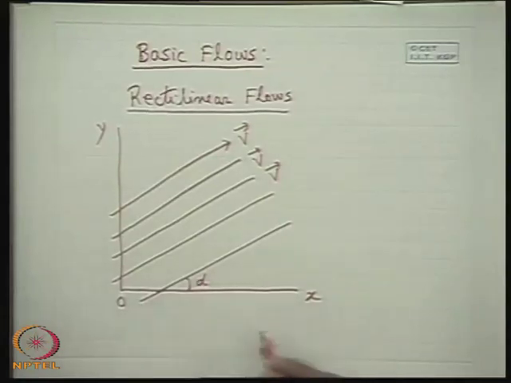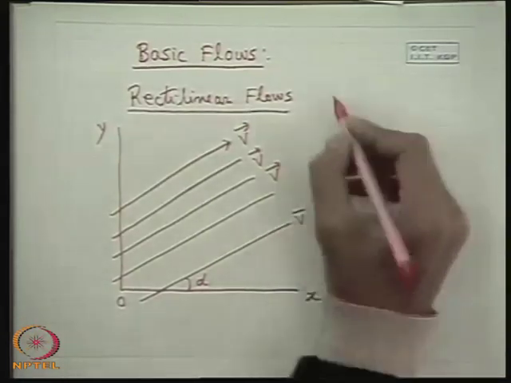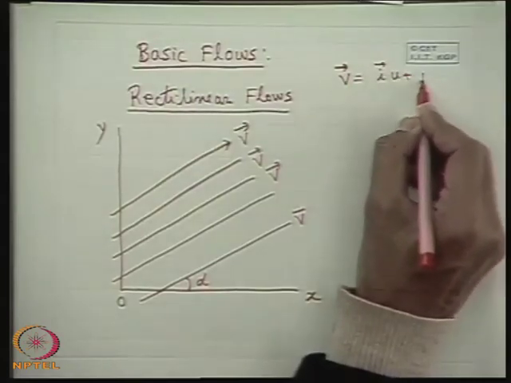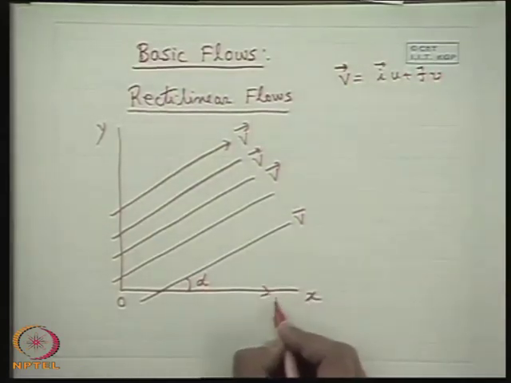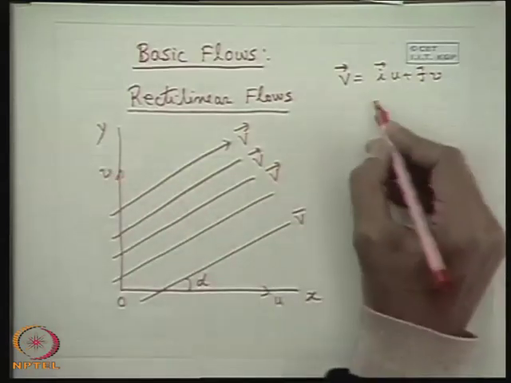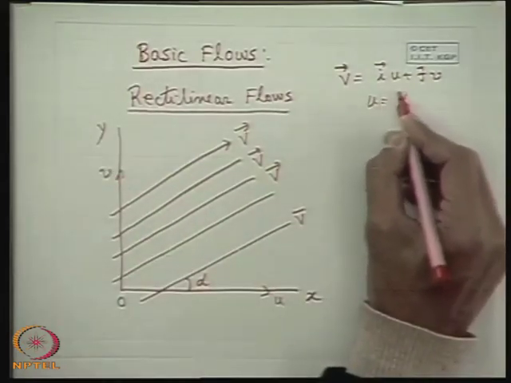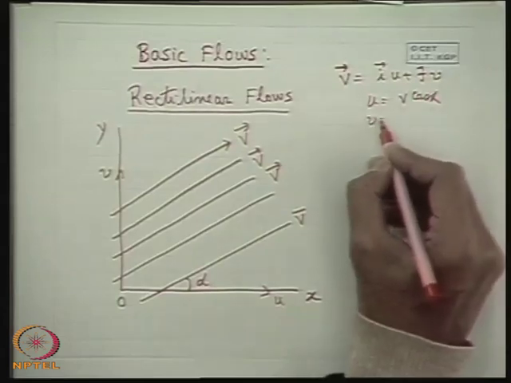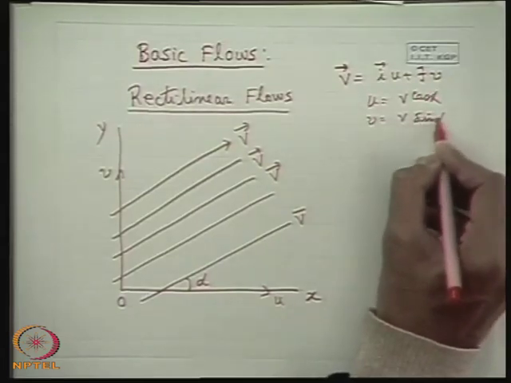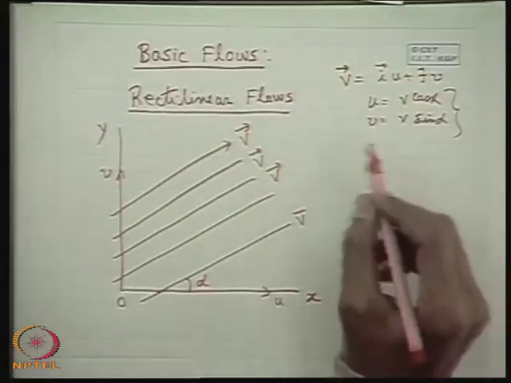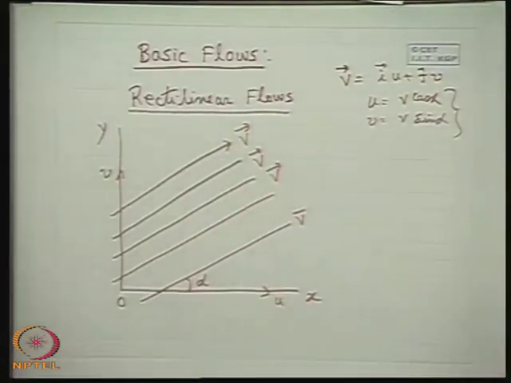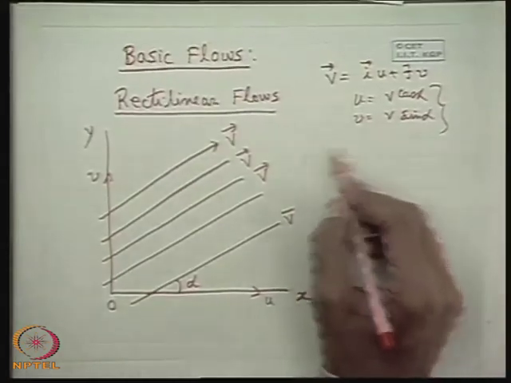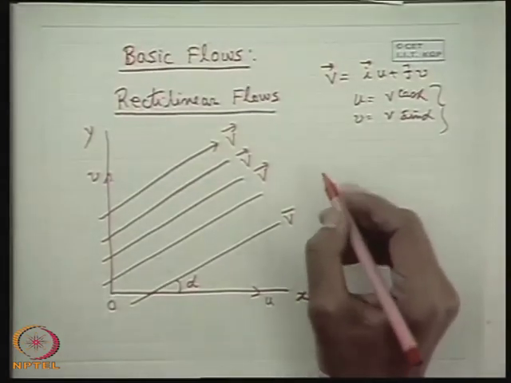This makes an angle alpha with the x-axis. So the velocity vector can be written as u plus v, where u and v are the components along the x and y axes. Here u is equal to V cos alpha and v is equal to V sin alpha. Now how do we evaluate the stream function and velocity potential function?